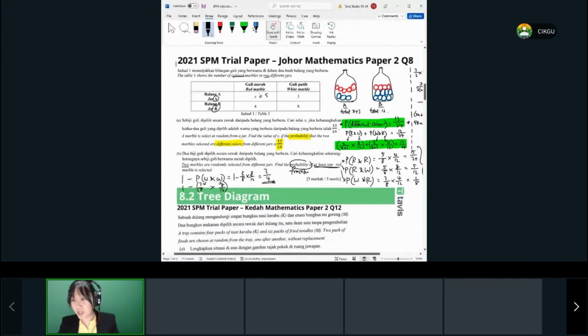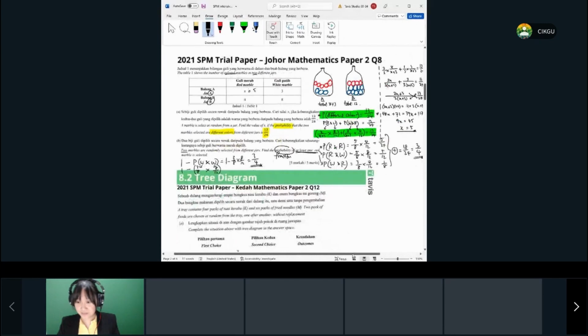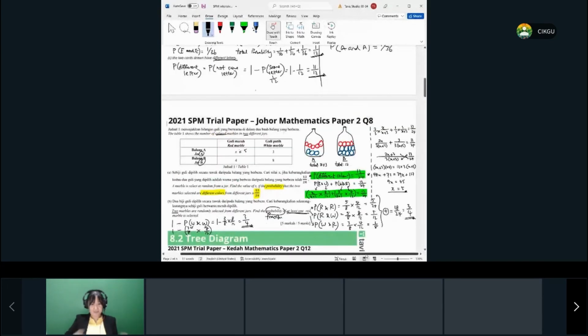So up to you. If you feel more comfortable with this way, go ahead. This way, I feel like it's clearer, easier also. Okay, I put like this.